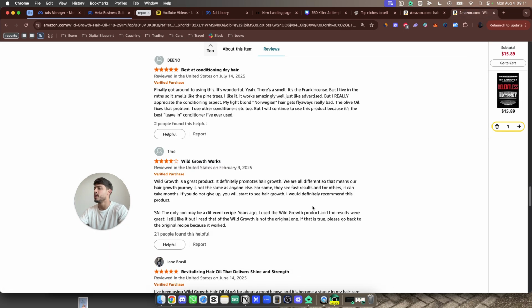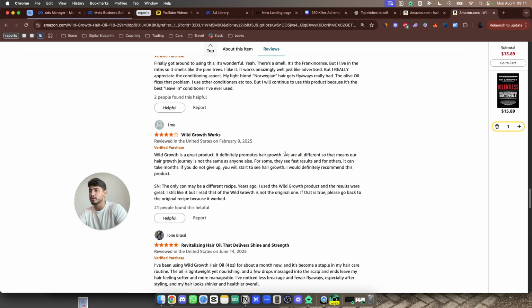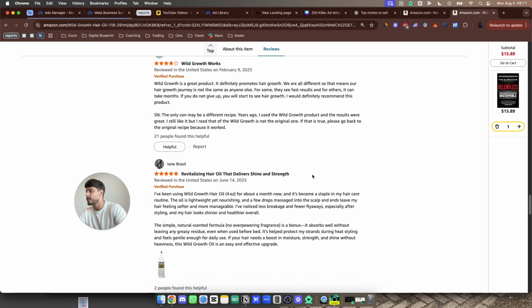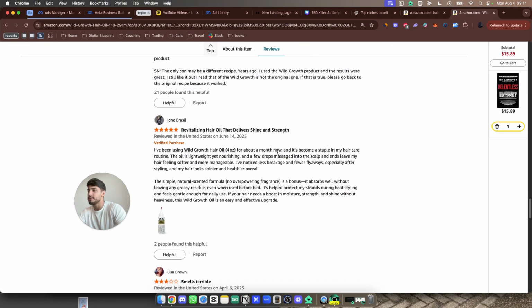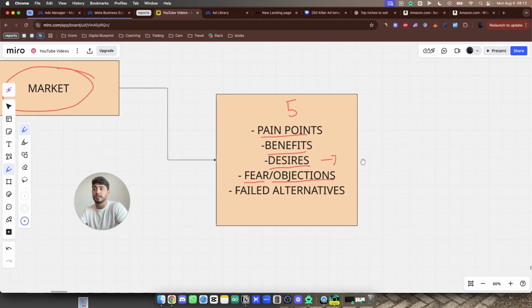So when we come over here and read through this, it definitely promotes hair growth. It's good. We're all different, so the hair growth journey is not the same for everyone. Fast results. I would definitely recommend this. Okay, not much there. It's become a staple. I've noticed less breakage and fewer flyaways, especially after styling, and my hair looks shinier and healthier. These are things you can note: less breakage, fewer flyaways, shinier and healthier overall. These could be desires they had, things they actually wanted out of the product.